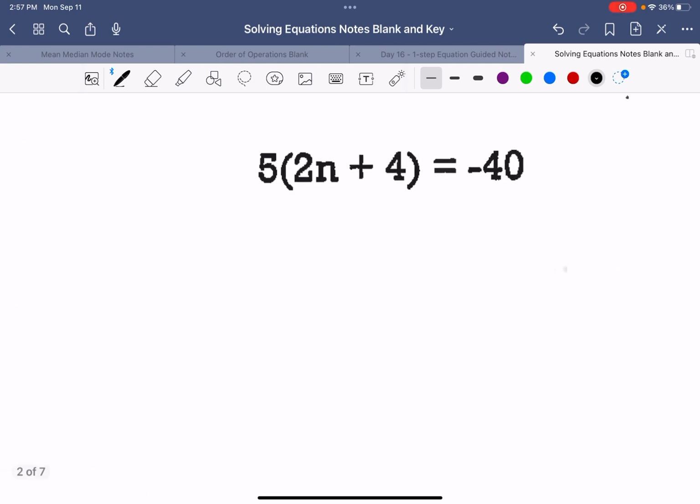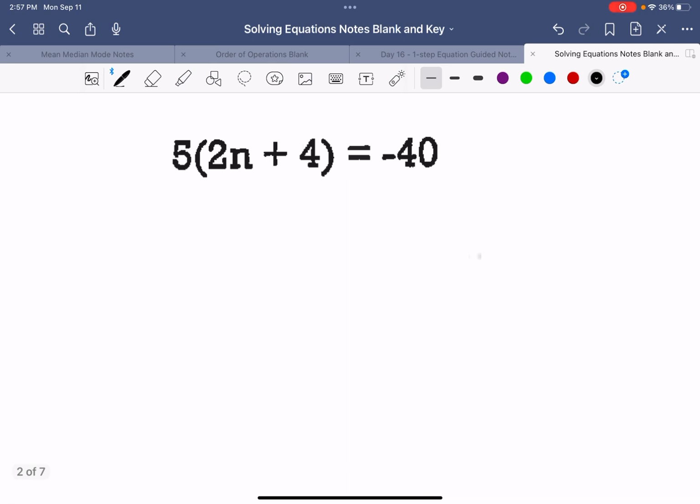Let's try a second example. Now this example, same thing. We are going to have to distribute. So let's start out distributing 5 to 2n. 5 times 2 is 10. And then there's no other letter to multiply together, so it's just 10n, okay? And then our next number is 5 times 4, and we're going to get plus 20.